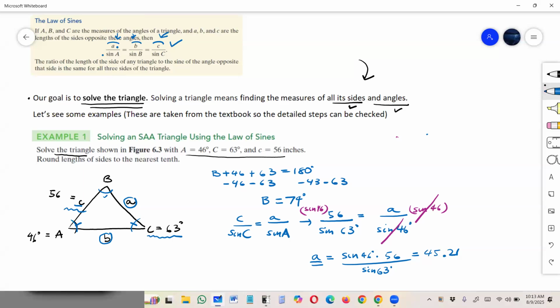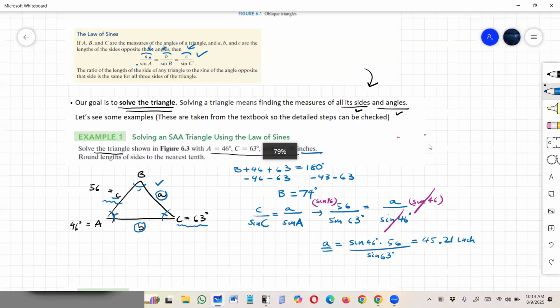It's not an angle. So this is 45.21. The units is inches. So now I have A. All I have to do is the same thing for B. All right, so let's see if I can squeeze it in here. I don't know if I have enough space.